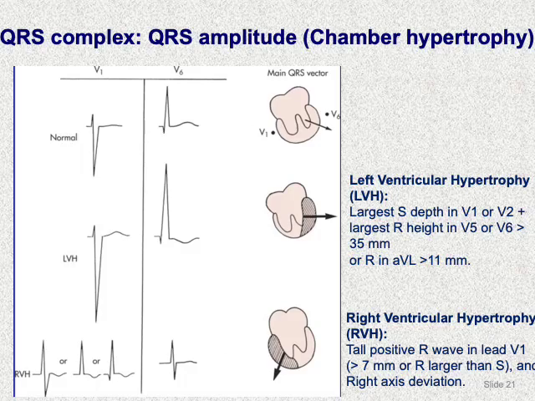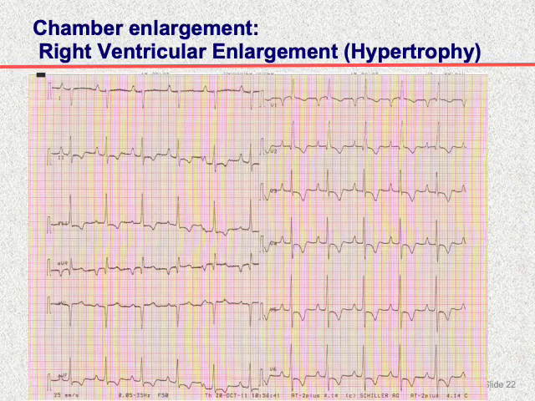So in RVH we have 2 criteria. First one is tall R in V1. This is the normal, as you see here, there is mainly a small r and deep S. And RVH is a monophasic R or even QR or RS, but the R is larger than the S. The other requisite is right axis deviation. What we mean by right axis deviation, as we said before, is deep S in lead 1 and tall R in lead aVF. So by this way we can diagnose right ventricular hypertrophy.